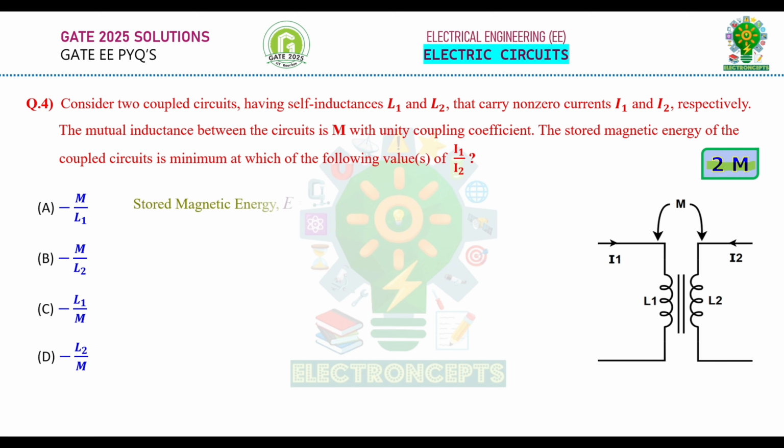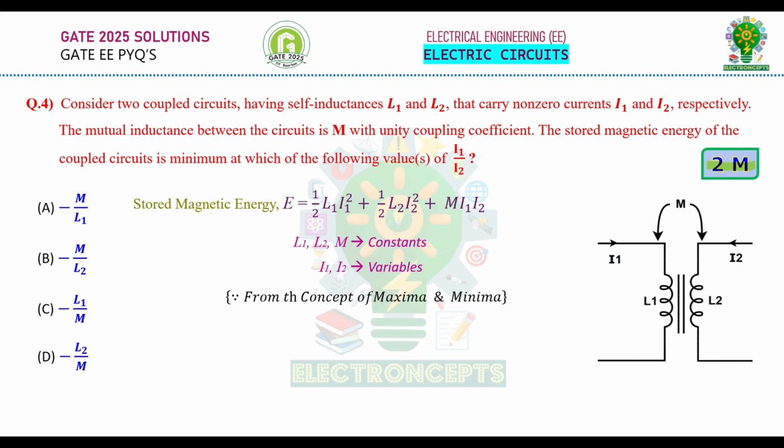Now, let us write the equation for stored magnetic energy, which is equal to half L1 I1 square plus half L2 I2 square plus M I1 I2. We know that the self-inductances L1 and L2 and the mutual inductance are constant. Here, the variable parameters are I1 and I2. In the question, it is asked to calculate when the minimum stored magnetic energy occurs. Therefore, by using the concept of maxima and minima from engineering mathematics, since there are two variables I1 and I2, we need to differentiate and equate them to 0, which is dou E by dou I1 equal to 0 and dou E by dou I2 equal to 0.